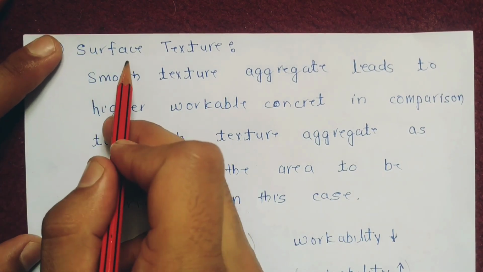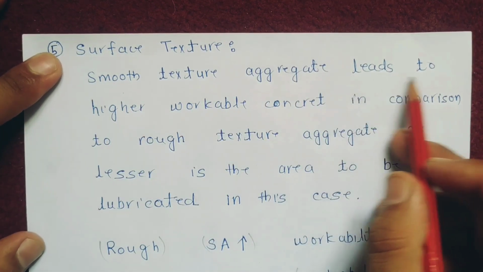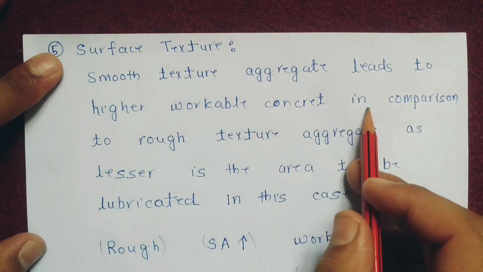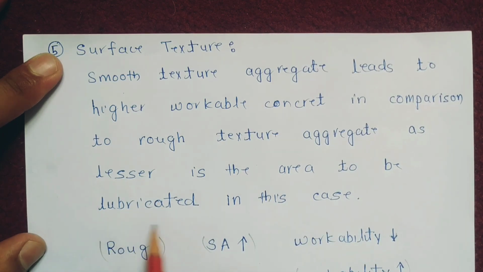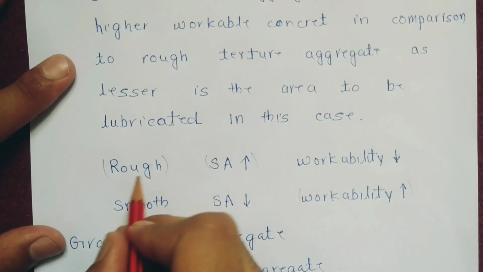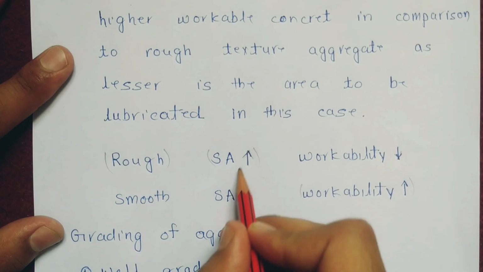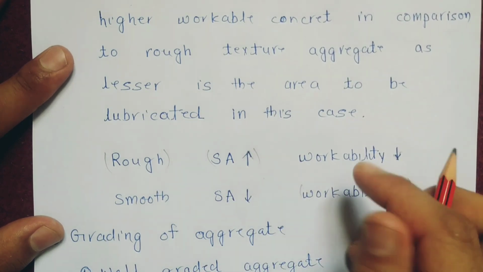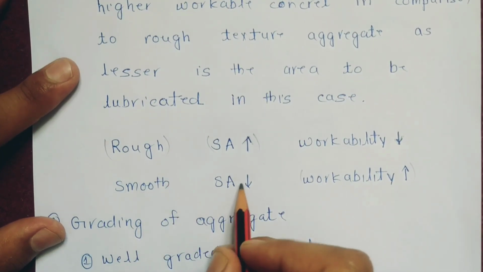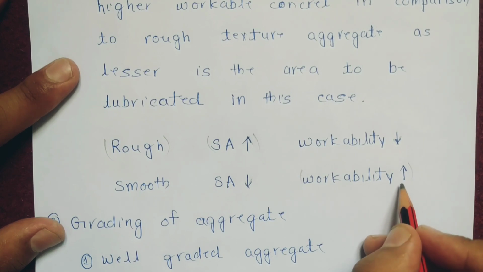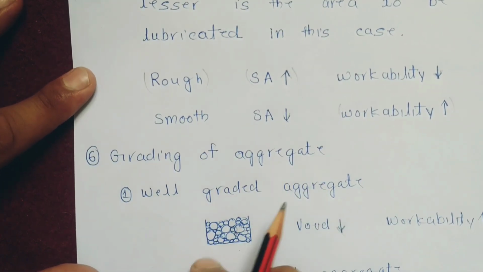Now we are explaining surface texture. It is also the same as we explained before. Smooth texture aggregate leads to more workable concrete in comparison to rough texture aggregate, as there is less area to be lubricated. Whenever we have rough texture aggregate, the surface area is more, and the workability will decrease because it needs more cement water paste to lubricate. But with smooth aggregate, the surface area is less and the workability will increase because it will be lubricated very easily.